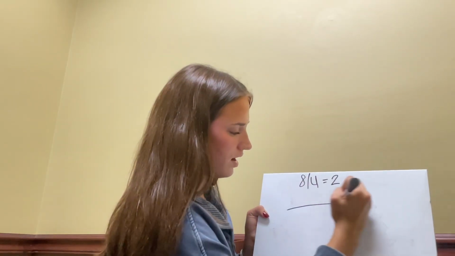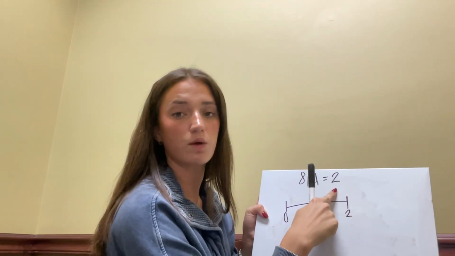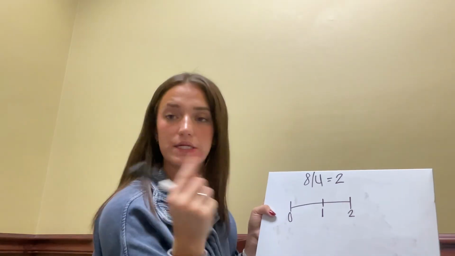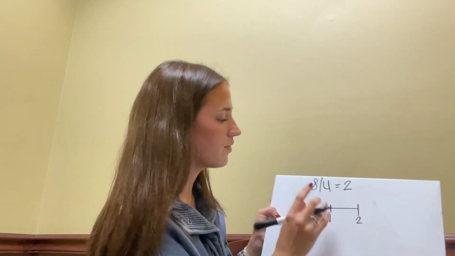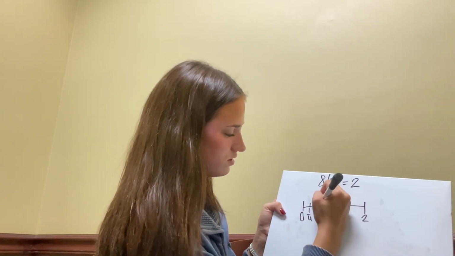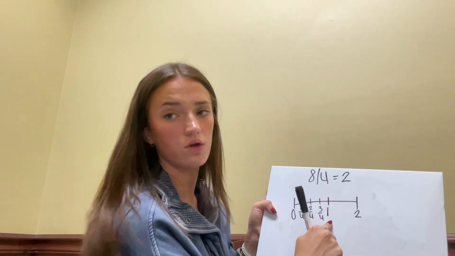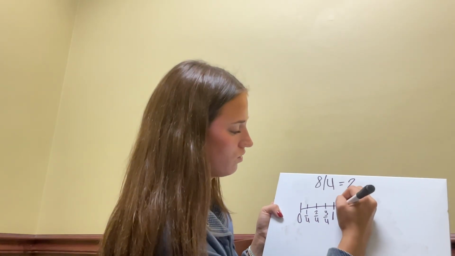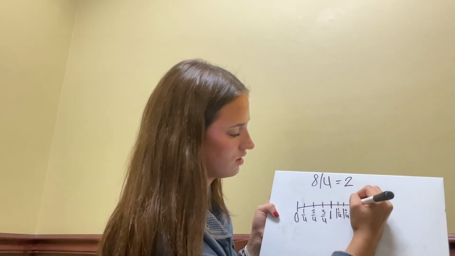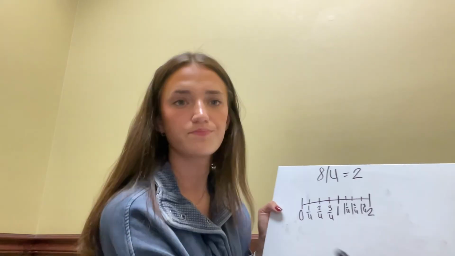So let's create our number line. We're going to go from 0 to 2 because we know that our whole number that we're aiming for is 2. So our halfway point is 1 because 1 is half of 2. And then we're breaking it back up into 4 equal pieces. So 1/4, 2/4, 3/4, 1 or 4/4, 1 1/4, 1 2/4, 1 3/4, and then 2.